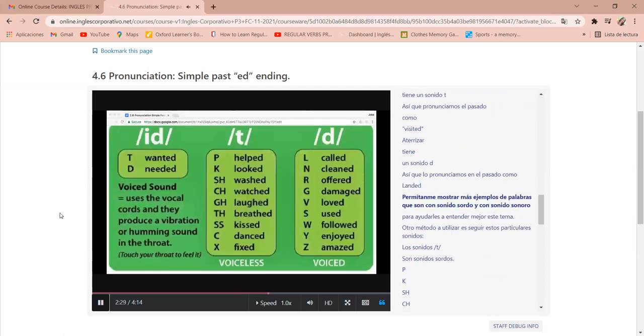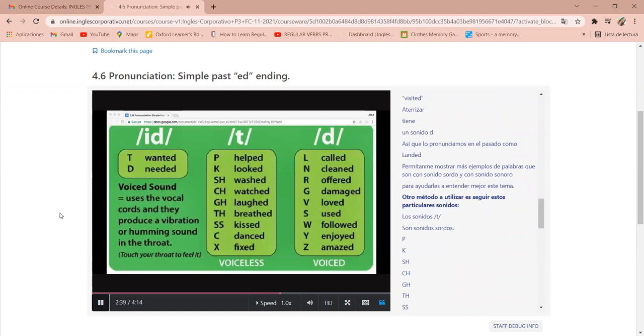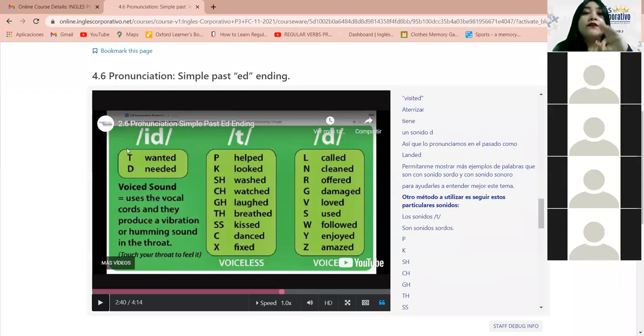Let me show you more examples of words that are voiceless and voice to help you understand this topic better. Another method to use is following this particular sound. Take into consideration that we have in this specific part three categories, right? Words that has the ID sound, words that has the T sound, and you gotta make sure to make that sound. And also words that we have with D sound, right? So we need to make sure the difference between them, all right? So thanks to this specific image and this explanation, you will understand how to categorize them, right?